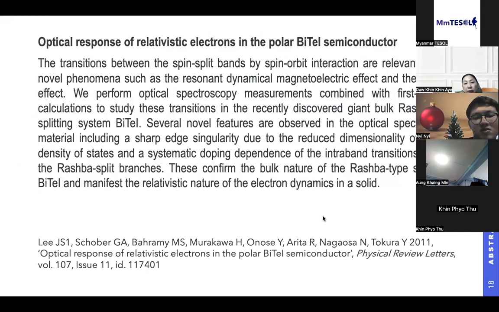Optical response of realistic electron in the polar. Now if you look at it here, I tried to include examples from different fields. So you can read it on your own.